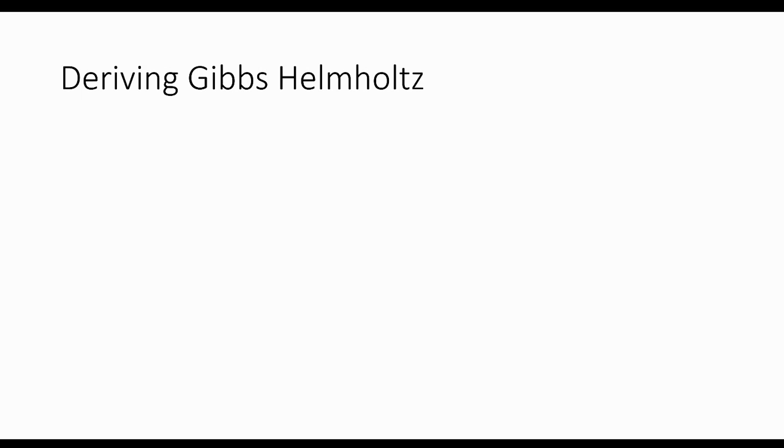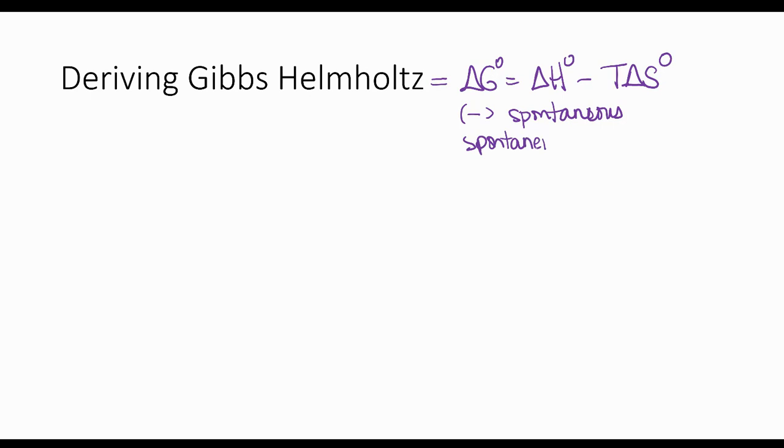Okay, so Gibbs-Helmholtz is delta G equals delta H minus T delta S. And so when delta G is negative, it's spontaneous. So one of the key ideas is that spontaneity depends both on enthalpy and entropy. So spontaneity, whether it's spontaneous or not, depends on enthalpy and entropy.